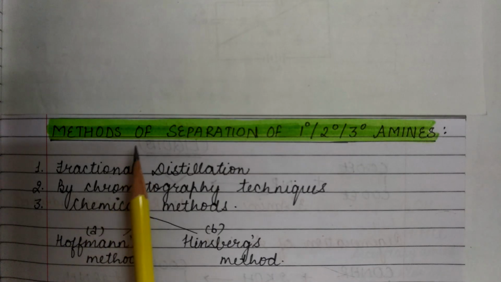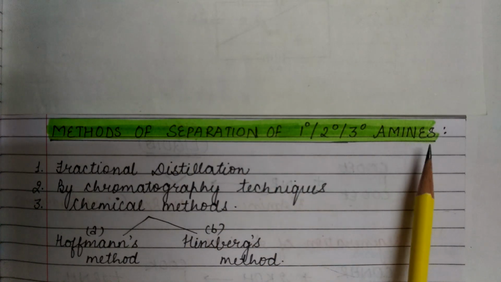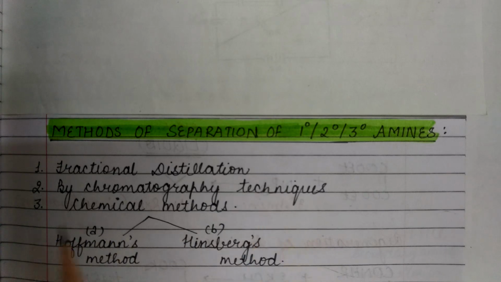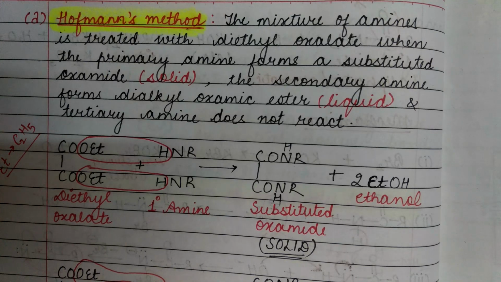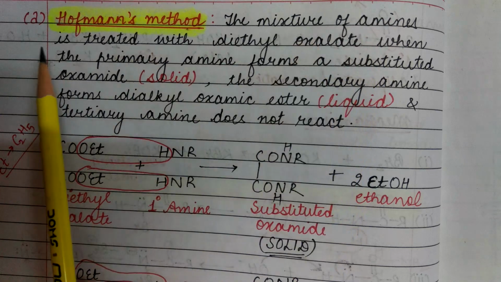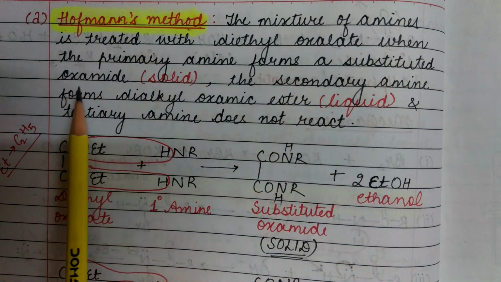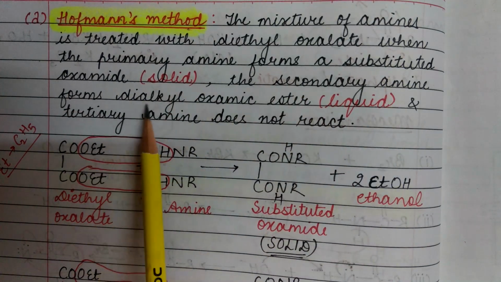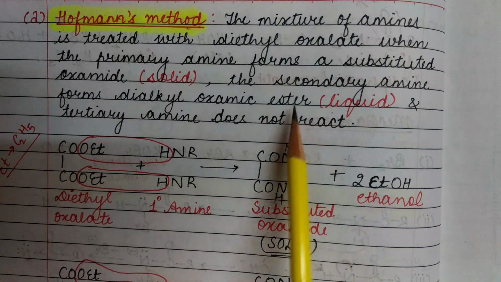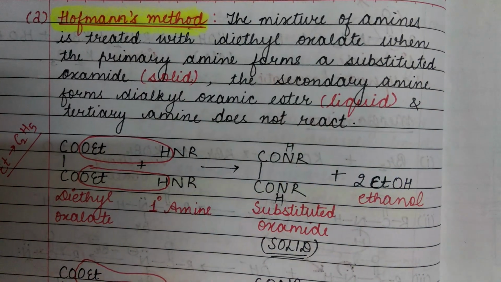Next topic is methods of separation of primary, secondary and tertiary amines. We can use fractional distillation or chromatography techniques, or the third method is chemical methods, right? There are two types of chemical methods, Hofmann's method and Hinsberg's method. Let us look at Hofmann's method first. In Hofmann's method, the mixture of amines is treated with diethyl oxalate. The primary amine forms a substituted oxamide, which is a solid, the secondary amine forms dialkyl oxamic acid ester, which is a liquid, and tertiary amines do not react. Okay, let us see what this means.